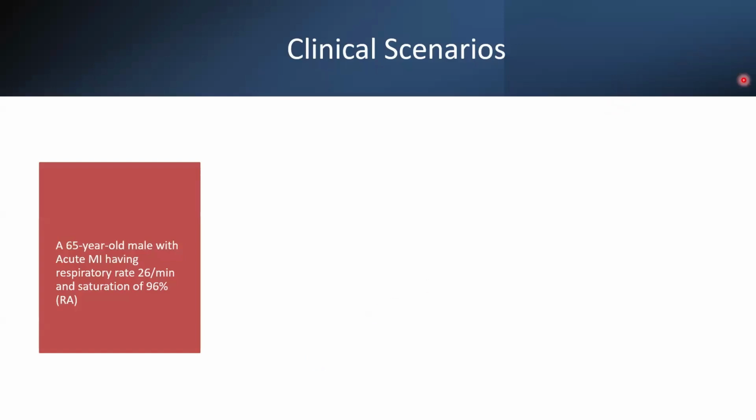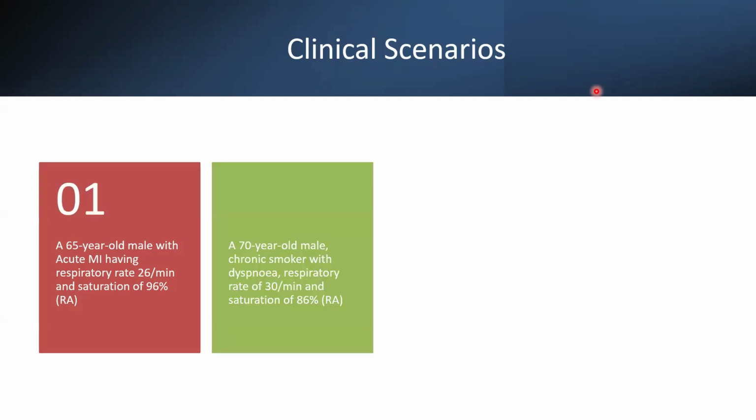The first scenario is a 65-year-old male with acute MI having respiratory rate of 26 per minute and saturation of 96. So for each scenario, you have to decide whether you need to give oxygen or not, and if you need to give oxygen, what is the best device to give oxygen and at what oxygen flow will you start.